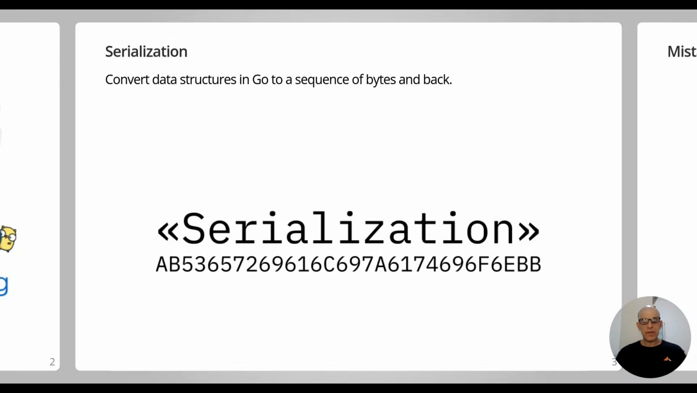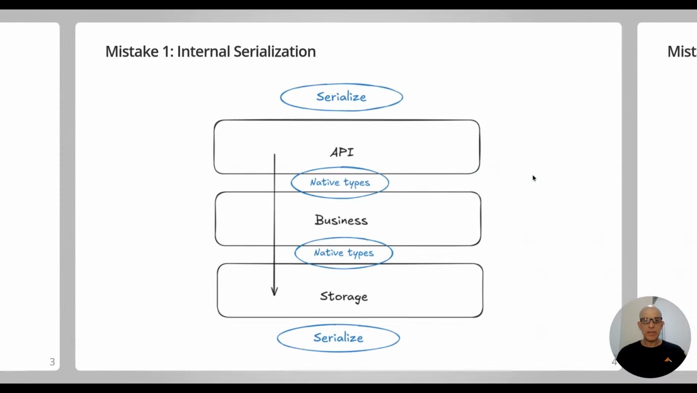Before we dive specifically into JSON, I'd like to talk about some mistakes that people make when dealing with serialization. If you look at the slide, we have the common three layers of a program. We have the API layer, the one that communicates with the clients. They can be REST clients, maybe some kind of UI and other things.